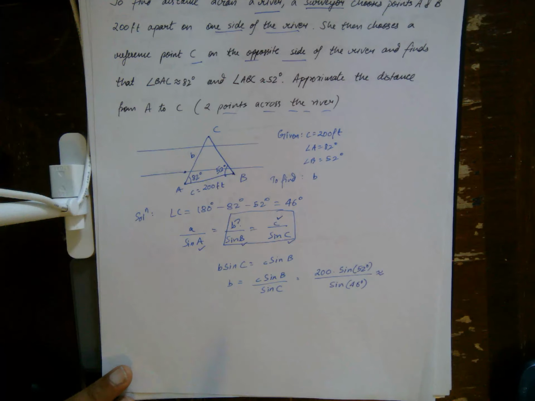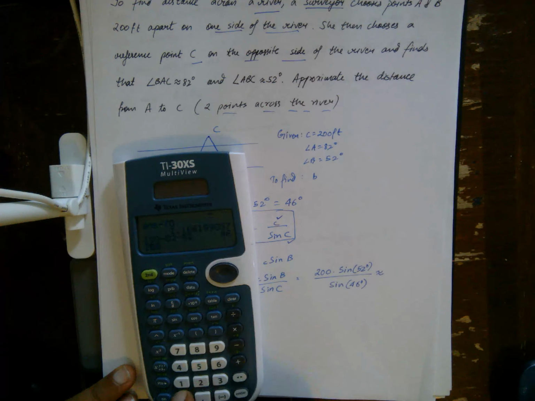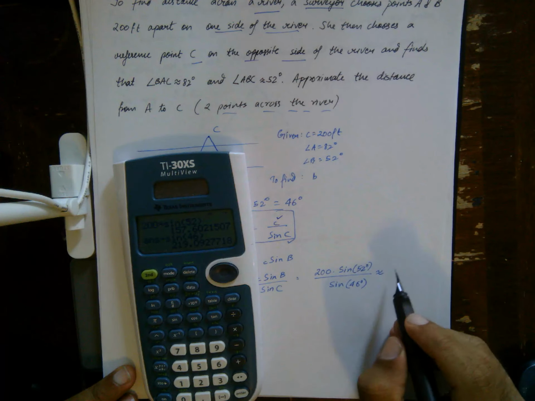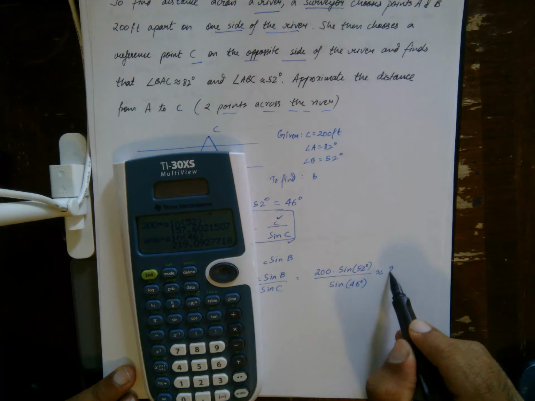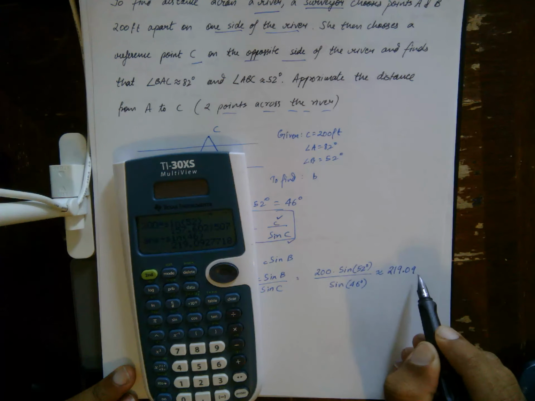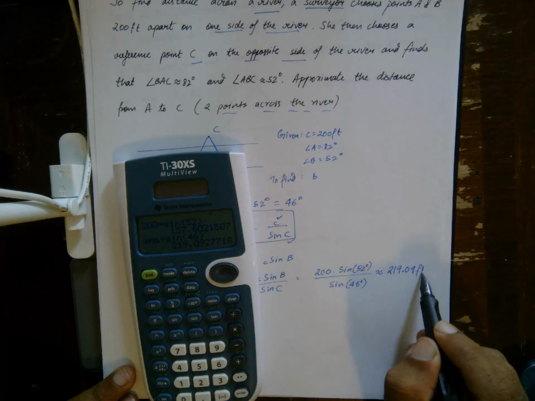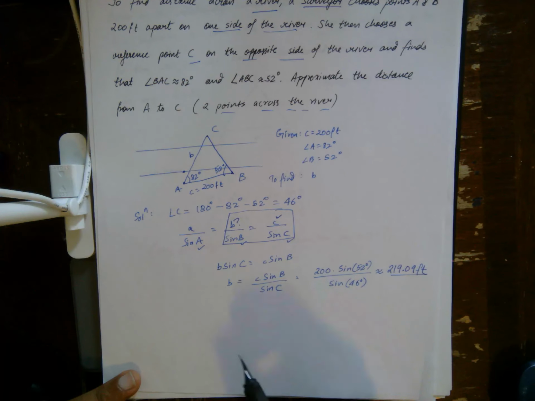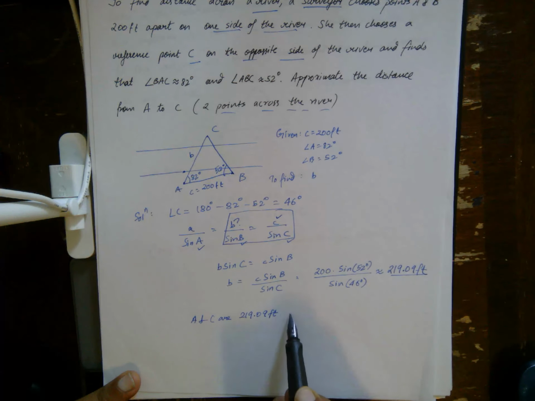Let's see what that comes out to. So I got 200 times sine 52 divided by sine 46, 219.09, and that would be feet. Now, this is a length calculation, so there's no ambiguity, right? There's only going to be one length. So points A and C are 219.09 feet apart.